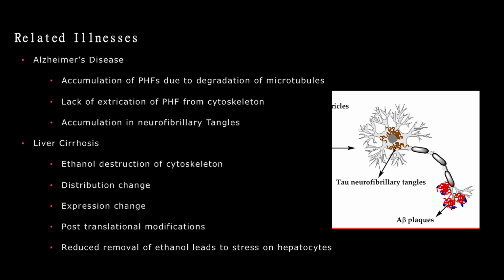So when microtubules degrade and they aren't being taken out of the cell, the tubulins aren't being taken out, they can accumulate, and they accumulate as PHF, which is also paired helical filaments, and as you can see in the image to the right, in the tau neurofibrillary tangles closer to the nucleus of the cell, we see that buildup.